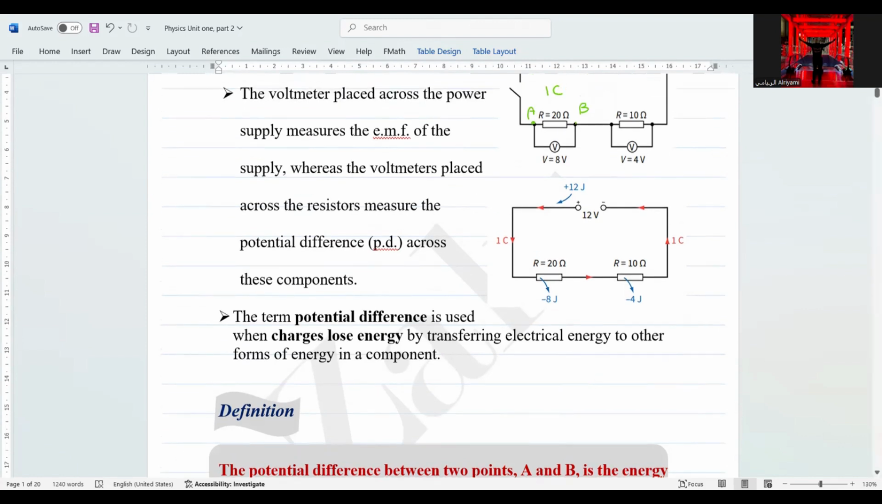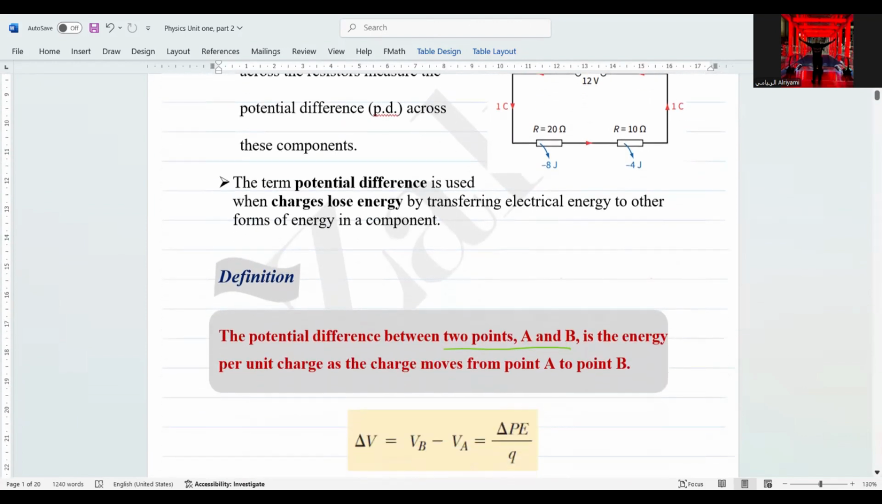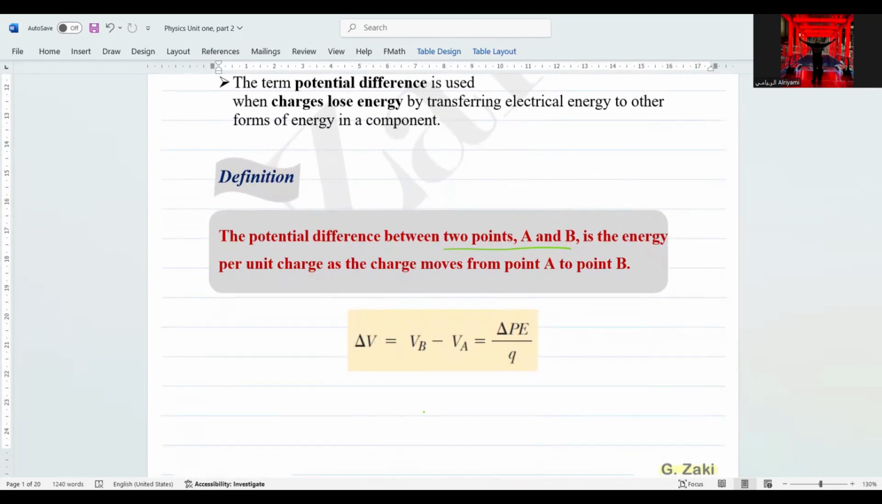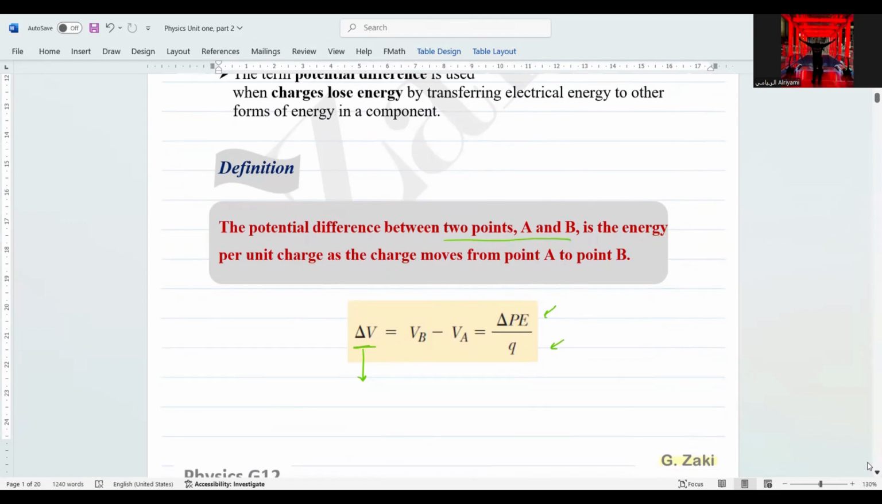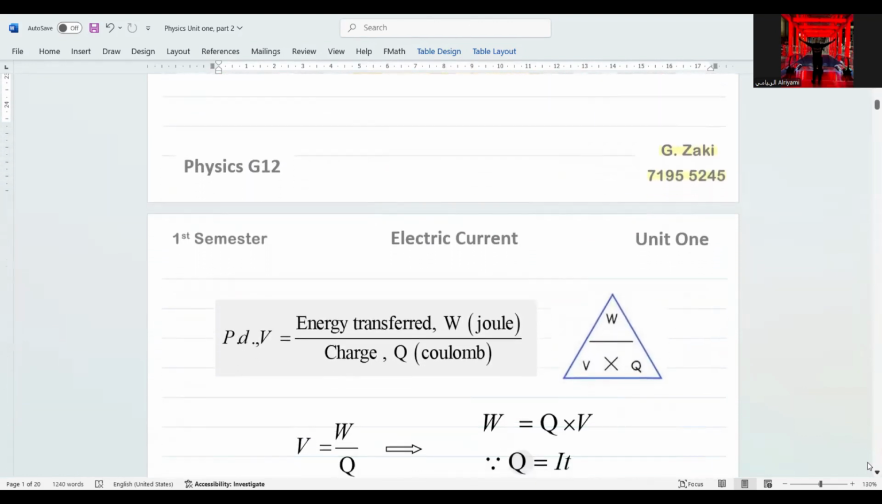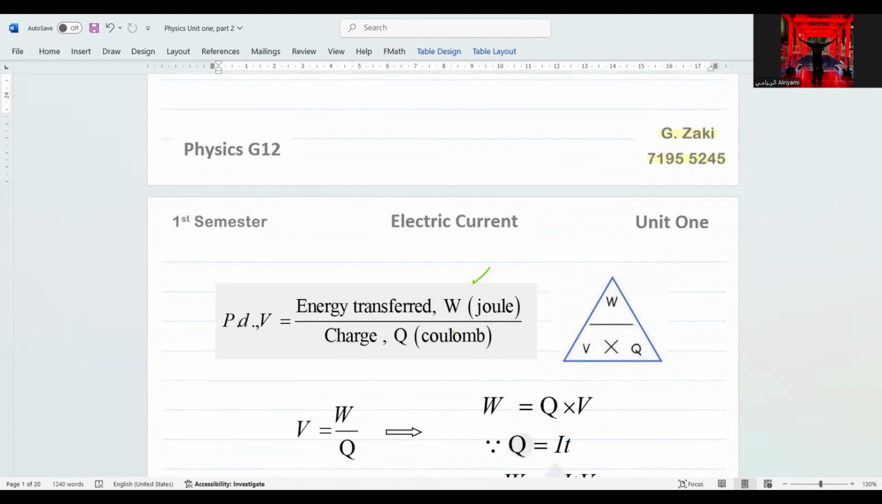It is the energy transfer or rate of transfer of energy. Then the potential difference is denoted by delta V. Delta V is the potential difference between point A and B. So delta V is VB minus VA. It is the energy transferred per unit charge. Then we have another formula for potential difference. So the potential difference is the energy divided by the charge.